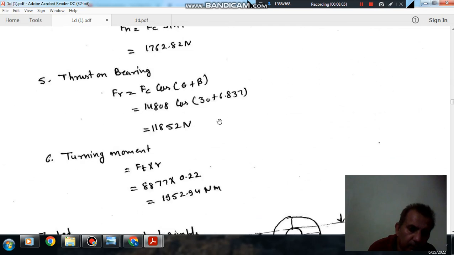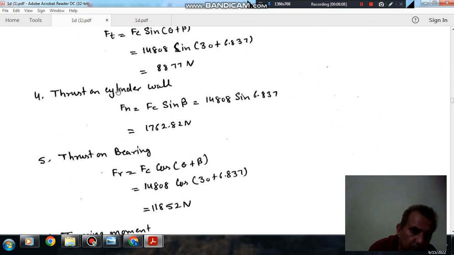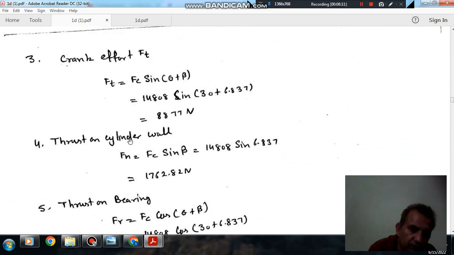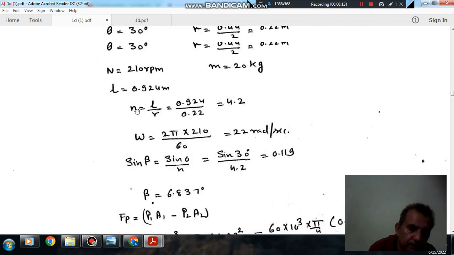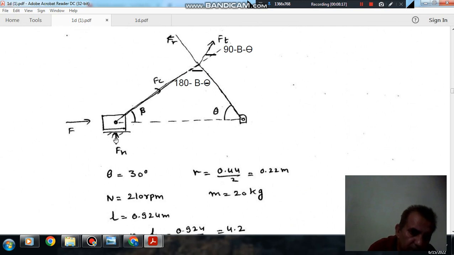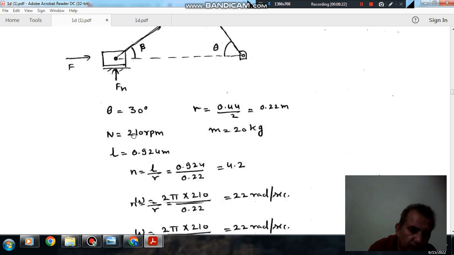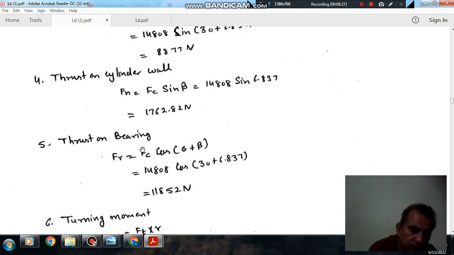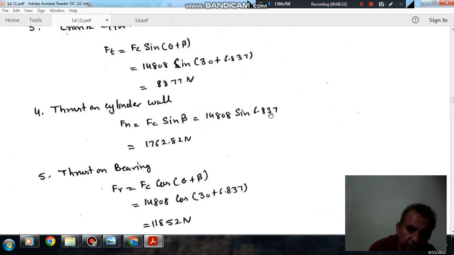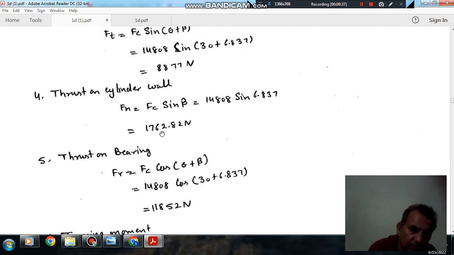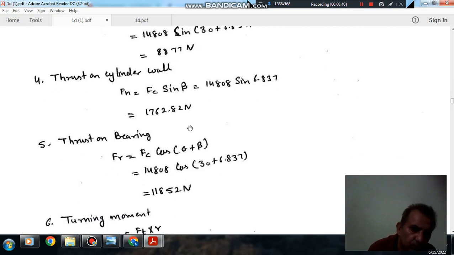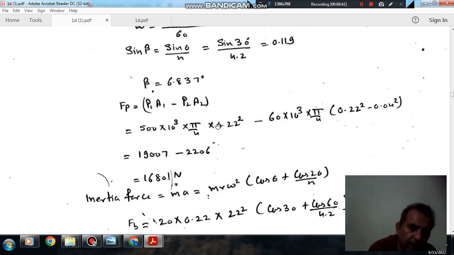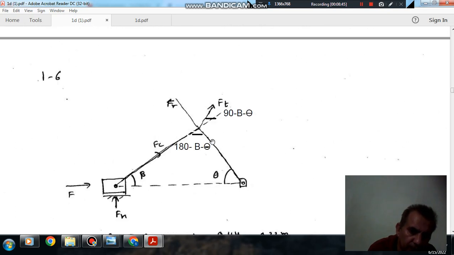And now the other thing is thrust on cylinder wall. The cylinder is here, and this is the thrust on cylinder wall. So if we know Fc, then the sine component of Fc is Fn. So Fc sine beta is the thrust on cylinder wall. So that is 14808 into sine 6.837. Okay, so that will be 1762.82 Newton.